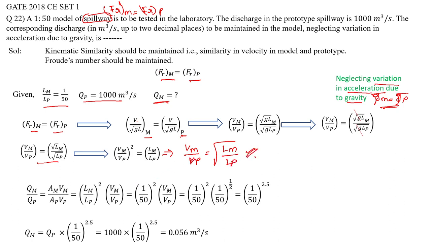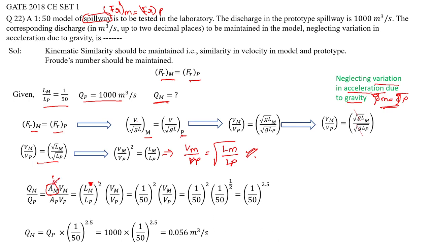Okay, so our interest is to estimate discharge. So let's calculate the discharge in the model with respect to the prototype. We know that discharge equals area into velocity. We're not interested in calculating b into l or anything, just the units, symbol with respect to the symbols. So it will be Lm square, or it can be written as (Lm by Lp) whole square.